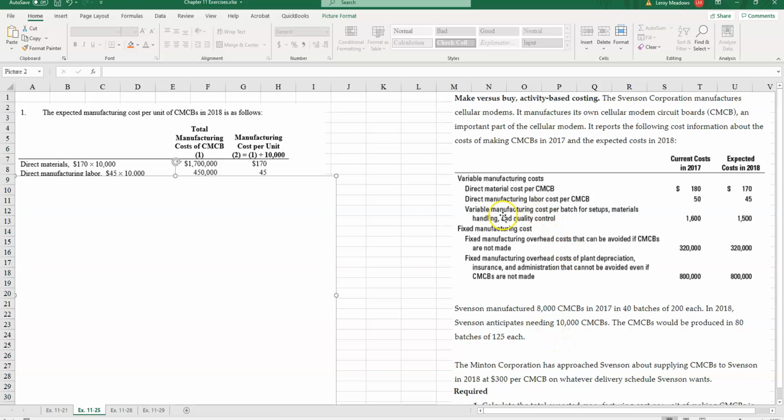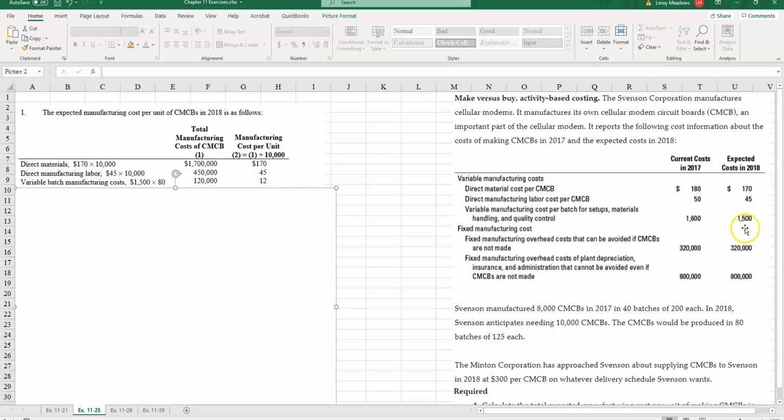So let's take a look here. Variable manufacturing costs per batch for setups, materials handling, and quality control, so all other variable manufacturing costs, are going to be $1,500 per batch in 2018. Now, how much is that on an aggregate level? On an aggregate level, that's going to be $120,000, and then $12 on a per unit basis.